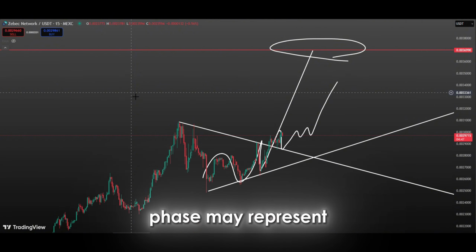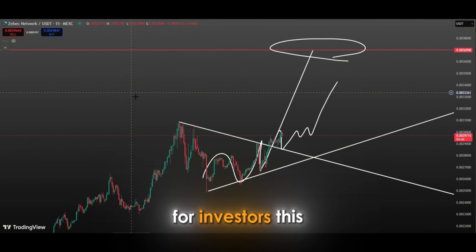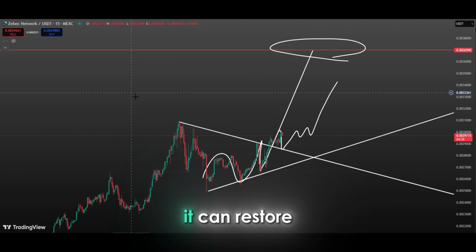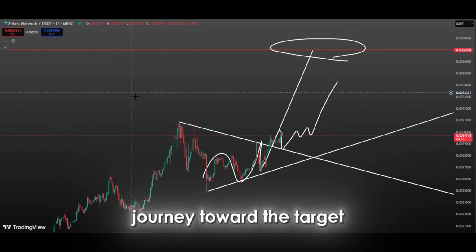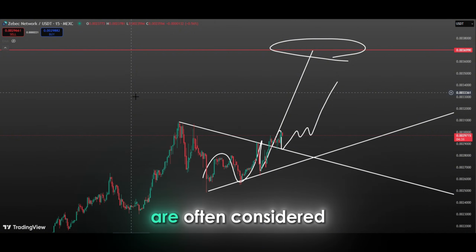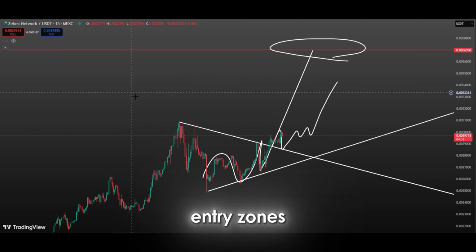The current retest phase may represent a critical point for investors. This is the moment when the market is testing whether the broken upper boundary of the pennant will hold as a new support. If this support level holds firmly and the price begins to gain upward momentum again, it can restore investor confidence and significantly accelerate the price's journey toward the target. Such retests and subsequent rallies after breakouts are often considered lower risk and technically healthier entry zones.